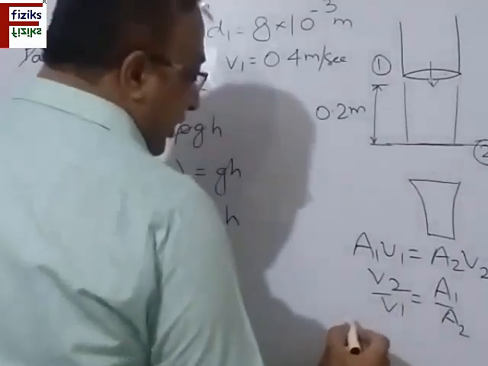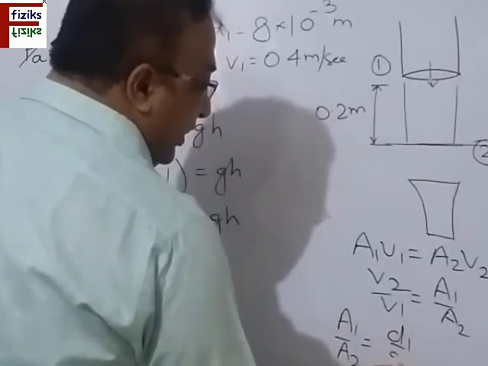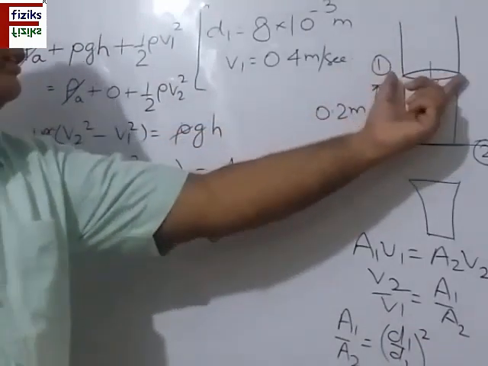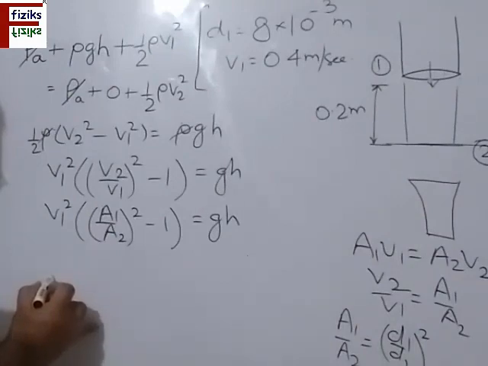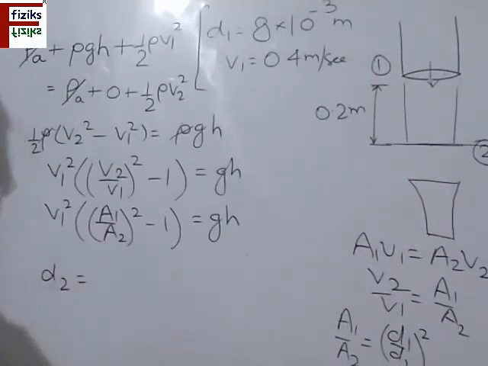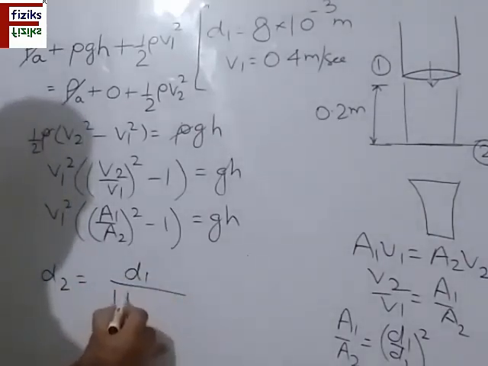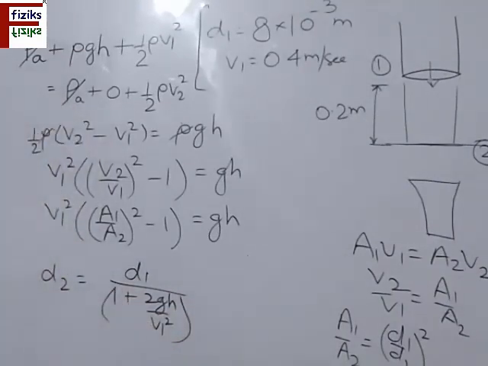Now we know that A1 by A2 is D1 by D2 raised to the power 2, where D is the diameter. D1 is diameter at this section, D2 is the diameter at section 2. So if you solve this, you will get the value of D2. You can write the value of D2 is equal to D1 upon 1 plus 2GH upon V1 square and whole raised to the power 1 by 4.